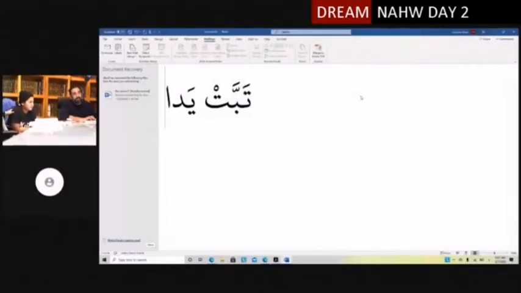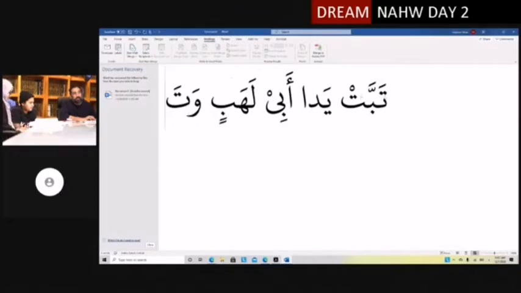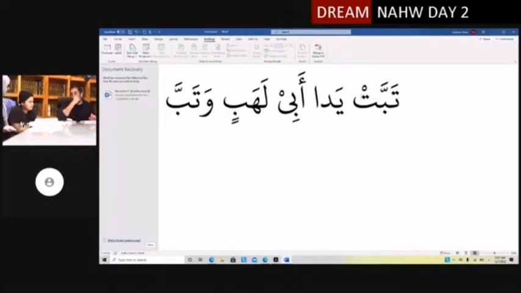Yeah, look, let's do that. Tabbat. I'm glad you brought that up. Tabbat yada abi lahabin wa tabba. Those are the words, right? Now, let's go back to some of our old training. Tabbat, is that an ism, past tense, present tense, or command? Those are the four options, remember? Is it an ism? No, because it has a sukun. Good. Ism is done. Past tense, what do you think? No, because it matches any of the sounds in the past tense. Really? What are the sounds in the past tense?